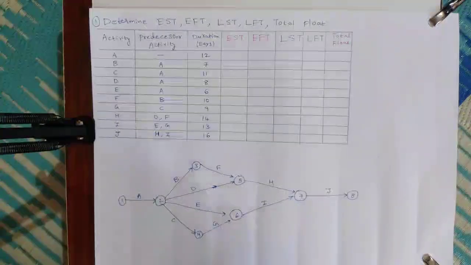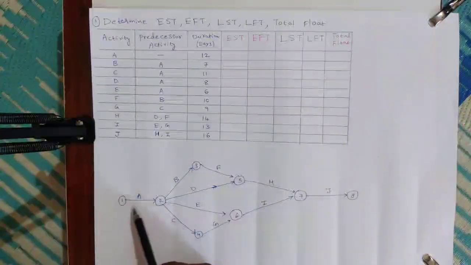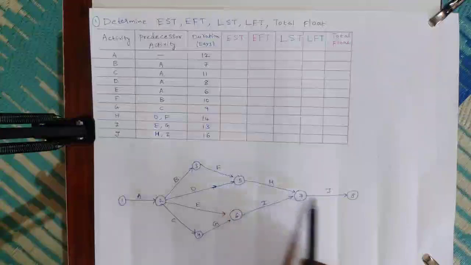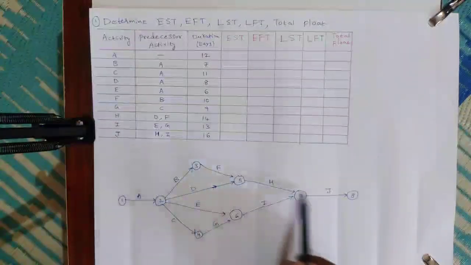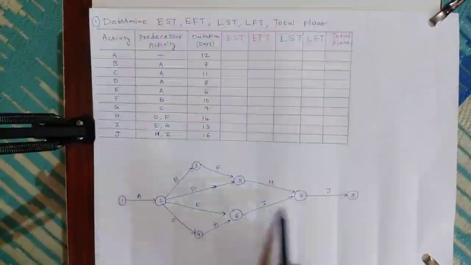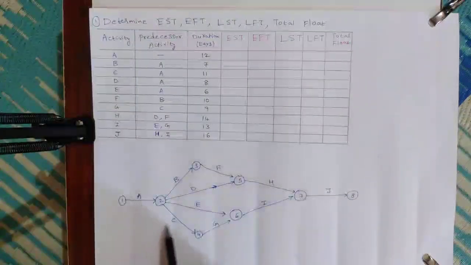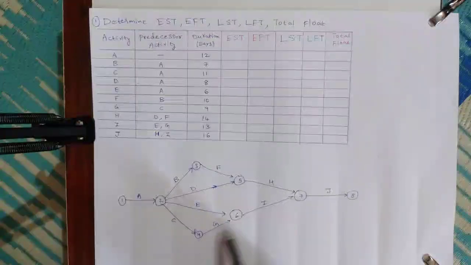In this project, we have 4 paths. A, B, F, H, J is one path, and A, D, H, J is another path. Similarly, A, E, I, J is the third path, and A, C, G, I, J is the fourth path. A total of 4 paths are available.